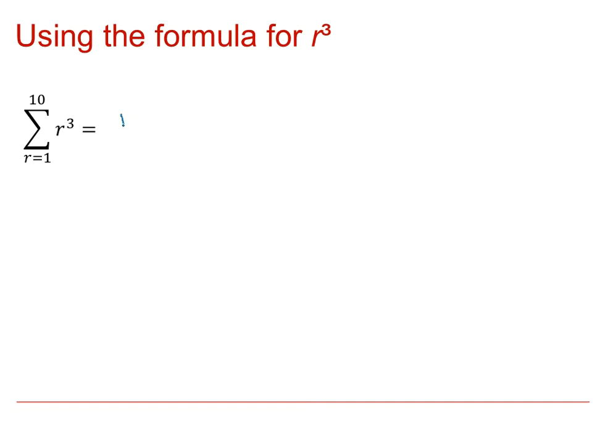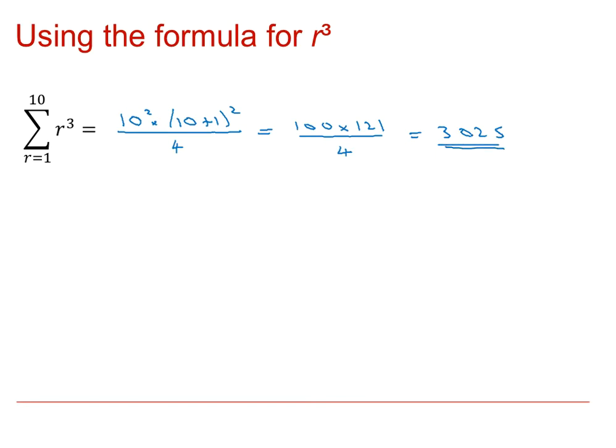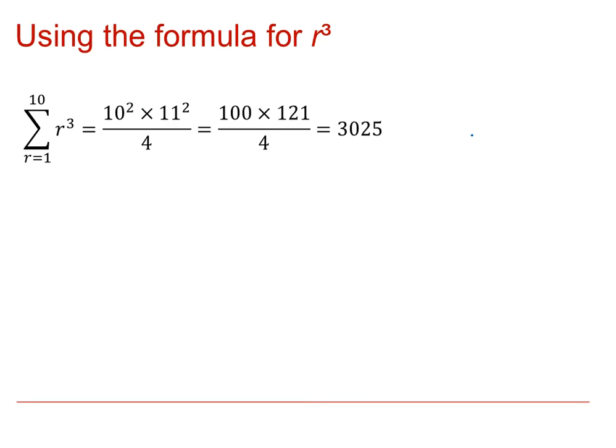So if n equals 10, we go straight to our formula, 10 squared times 10 plus 1 squared all over 2 squared. So that's 100 times 11 squared, 121, over 4, which is 3,025. And again, you can check your work in that full example.